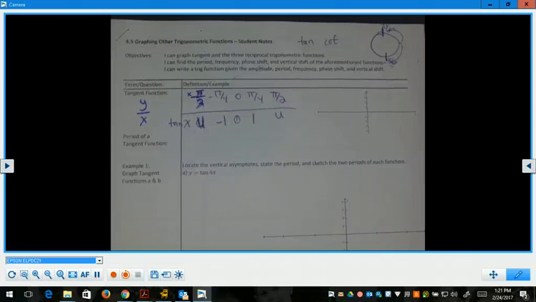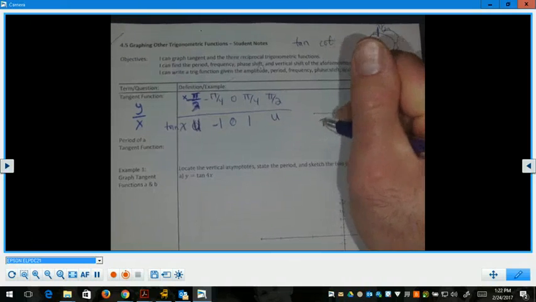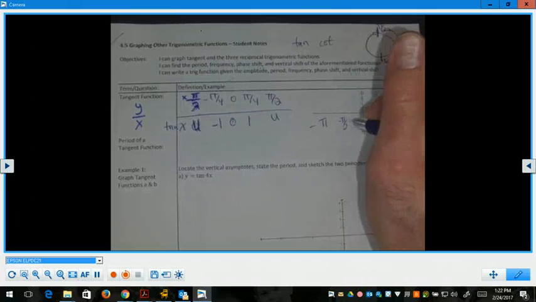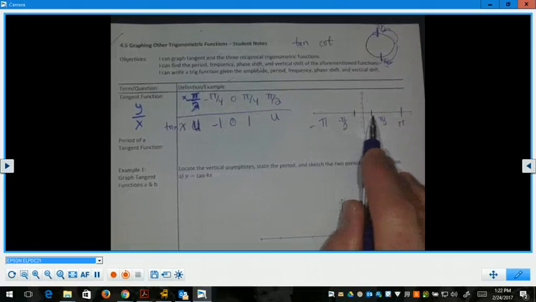And if I wanted to get a second period on there, I would go all the way up to 3 pi over 2. We'll do that when we go to graph the other functions. So I'm going to make this negative pi and this pi. Here's pi over 2. I probably could have scaled it even differently. So that's going to be your negative pi over 4 and your pi over 4.